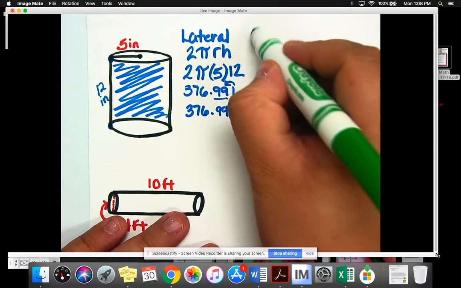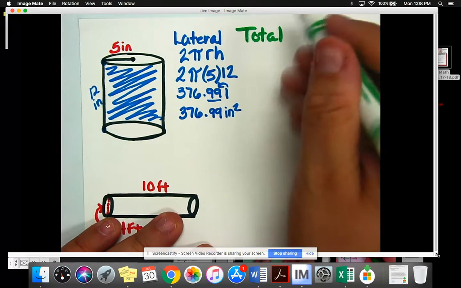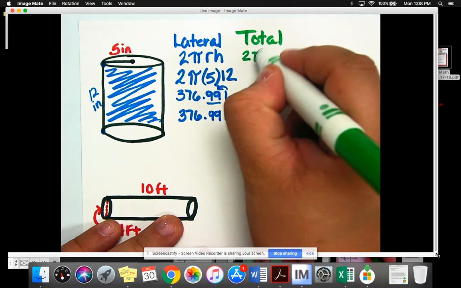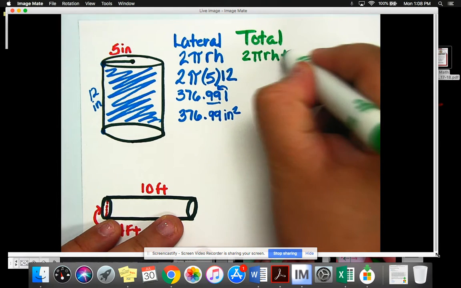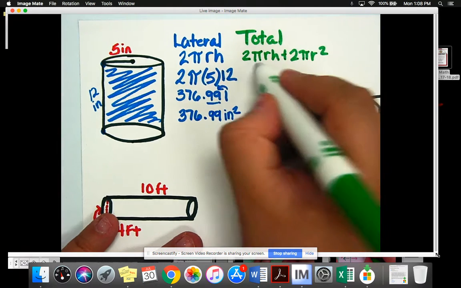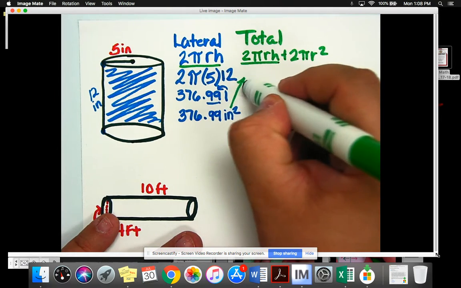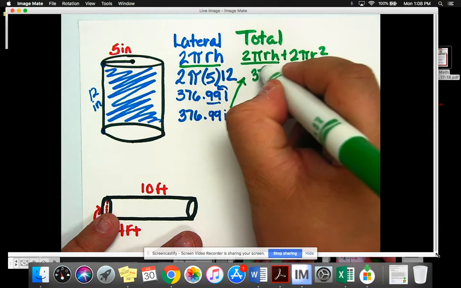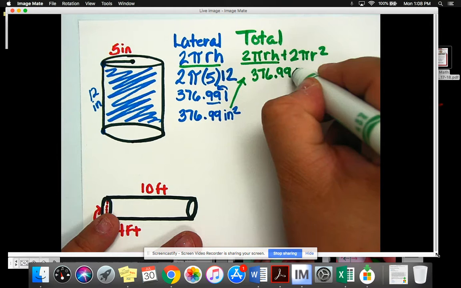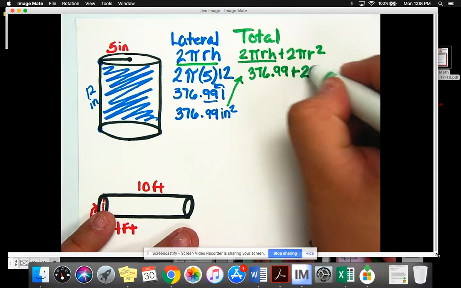And now we're going to do total. And total seems harder, seems longer, but I love cylinders. I think it makes it so much easier. 2 pi RH plus 2 pi R squared. Well, notice that we already did 2 pi RH, so we're just going to copy paste it up into here. 376.99 plus, now we can do the other parts, which is going to be 2 pi.